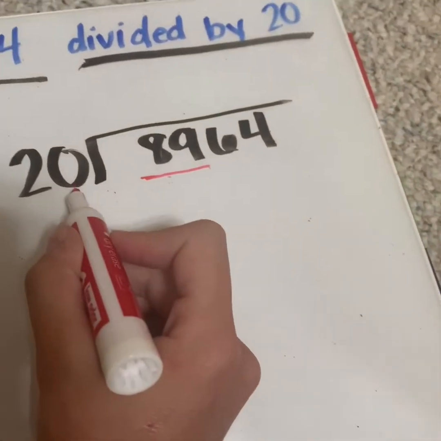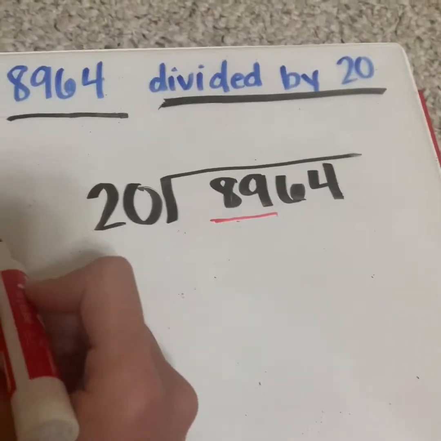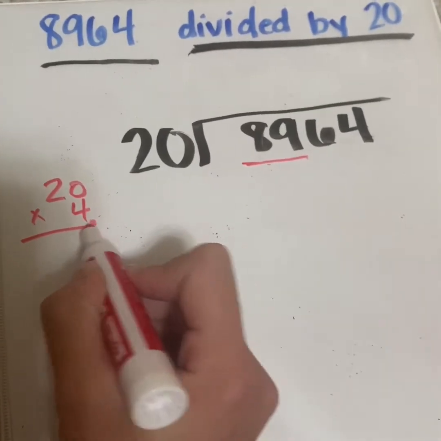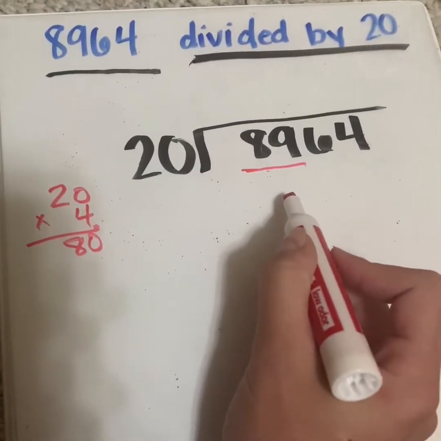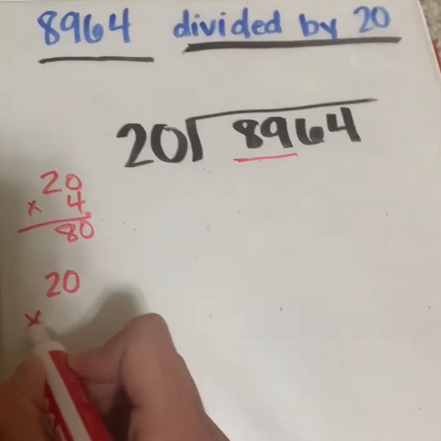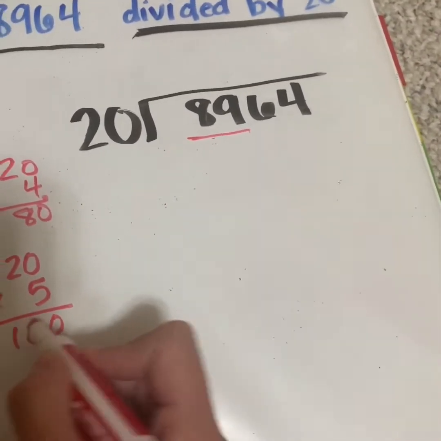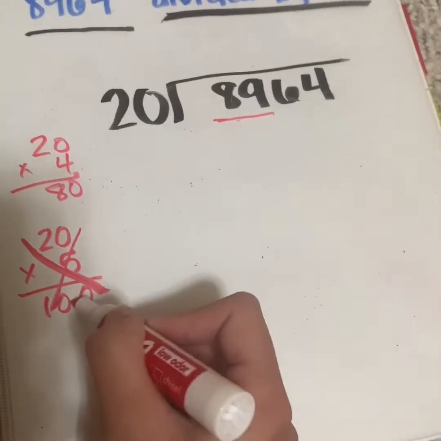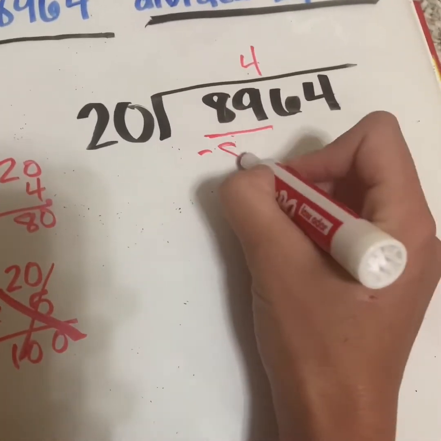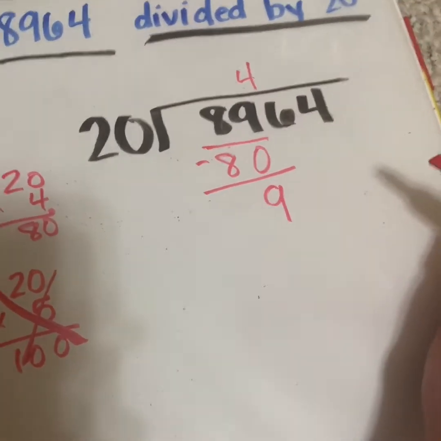So I have to think, what can I multiply 20 by to get close to 89 without going over? So I know I can do 20 times 4, and that's going to give me 80. But my number is 89. So let's see if we can go up one more without going over. So we're going to do 20 times 5. 5 times 0 is 0. 5 times 2 is 10. So we cannot do 5 because it gets us to 100. So we're going to do 4. So 20 times 4, subtract 80 because 20 times 4 is 80. And when I subtract, I'm left with 9.